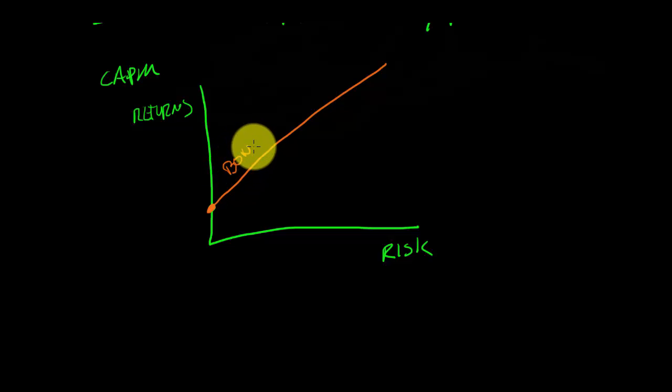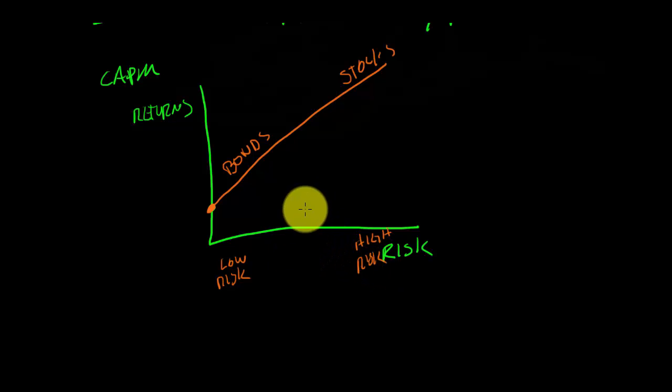And down here, where there is low risk, we're going to put in bonds. And up here, where there is high risk, we put in stocks. And so under here, we have all sorts of different types of other assets that come into play. And what we're trying to do is just talk about the relationship between this risk and these returns.